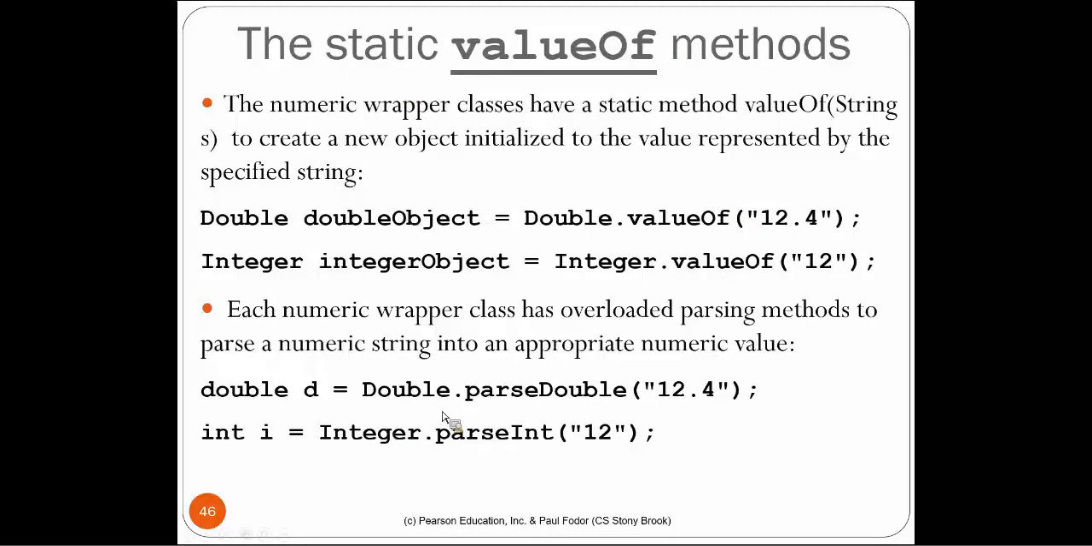There are also the static methods parseDouble and parseInt, which we saw earlier this semester, where we pass a string and it parses it into the primitive types double and int. And this is what we used, in fact, earlier this semester for the first homework and the first labs.